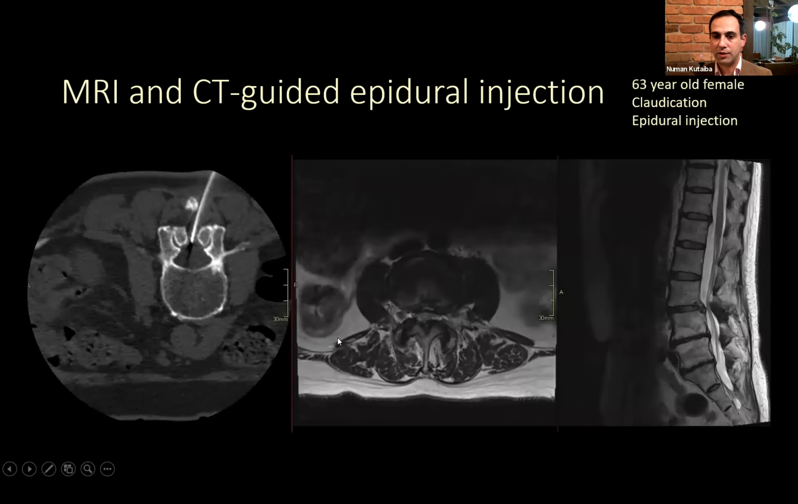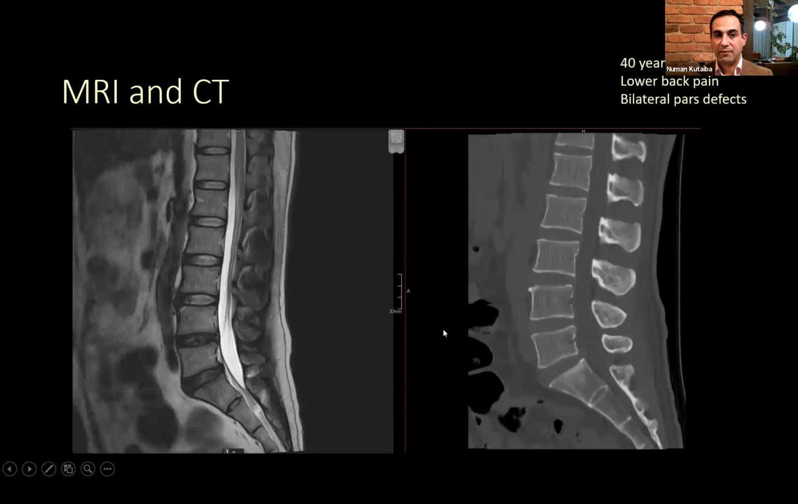This is another patient with canal stenosis. And again, the thecal sac is markedly narrowed. And again, CT-guided epidural injection. There are several conditions where radiological interventions cannot help.